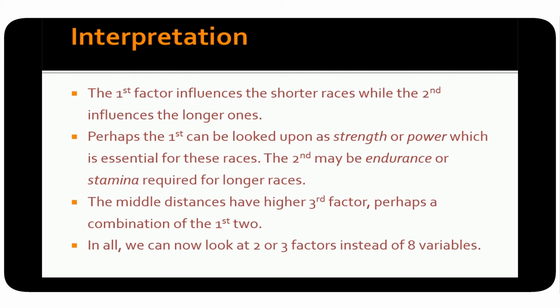Okay. So, it clearly tells you that there are certain underlying factors. It is not that these races are completely unrelated to each other, they have some common underlying factor, and it clearly distinguishes between the longer and the shorter formats.